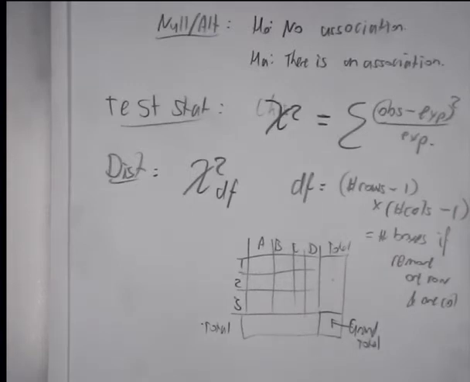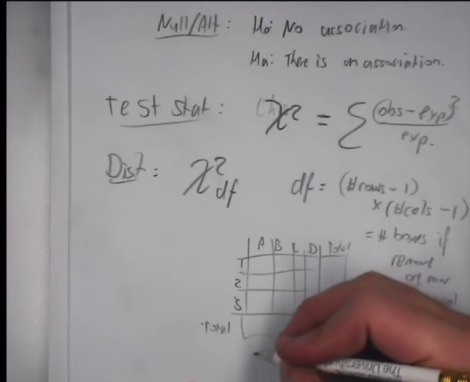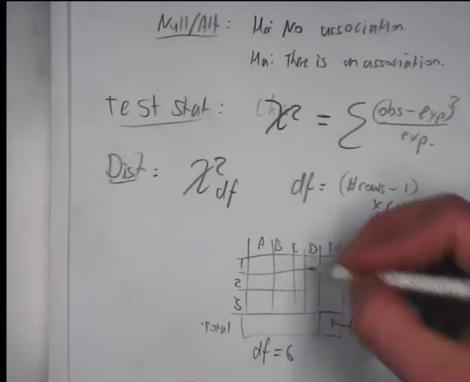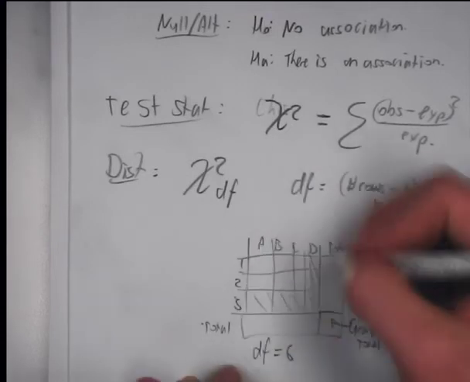If I had a 2x2 table, the degrees of freedom would be 1. I know it's simple, but it reduces stress. And that's whatever degrees of freedom it is. So in this case, the degrees of freedom is 6, because I'll cross out that row and that column and I'll get 6 left over.